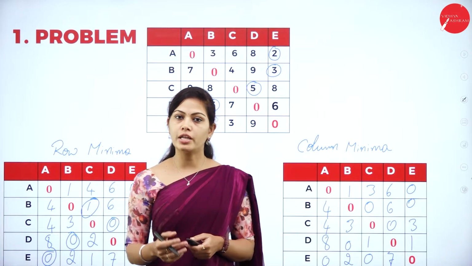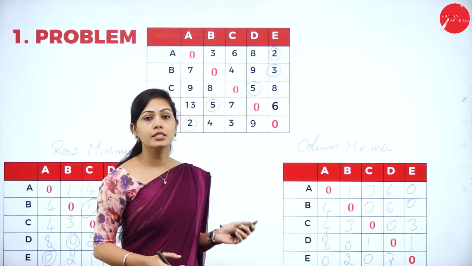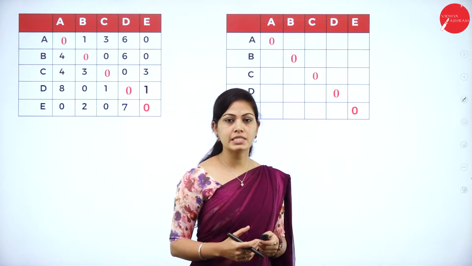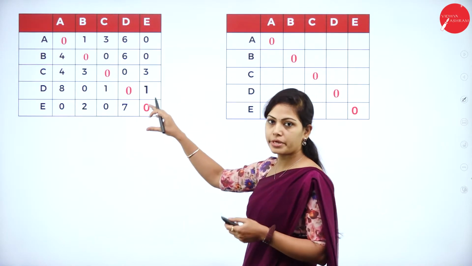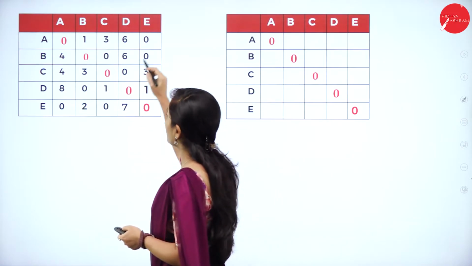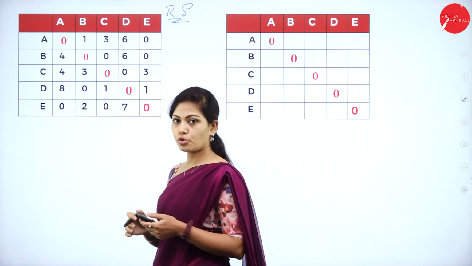By using these column minima, or column reduction matrix values, we can find out the assignment. So the next step is row scanning and column scanning. This is your column reduction matrix. By using this, I can assign the zeros. So first I will find out the row scanning.